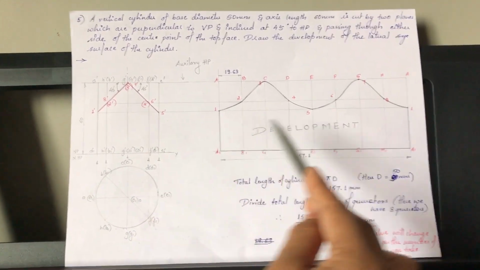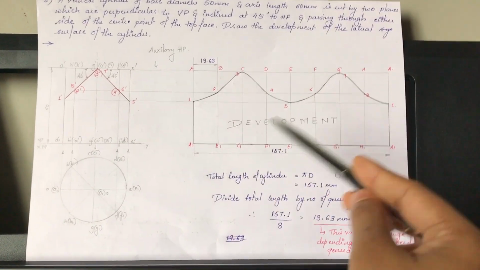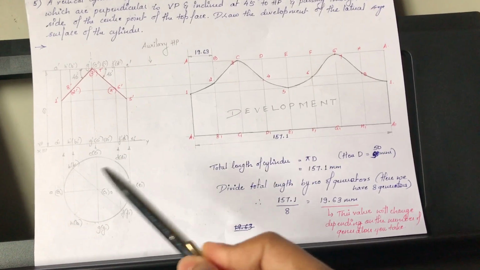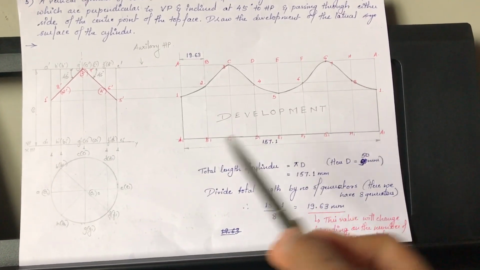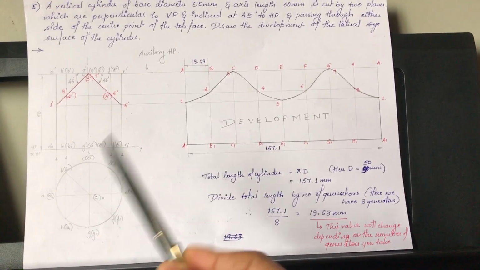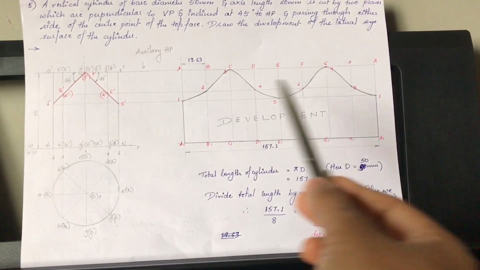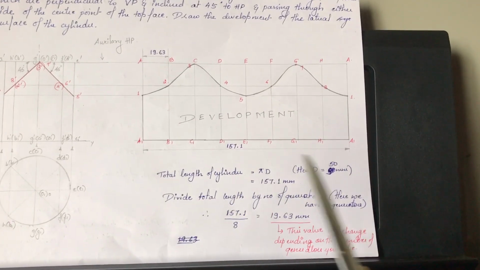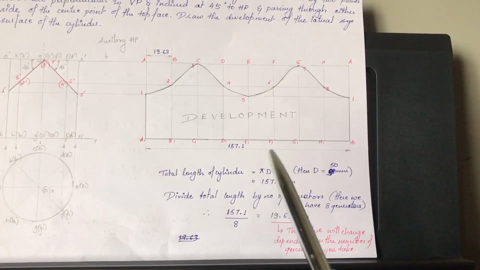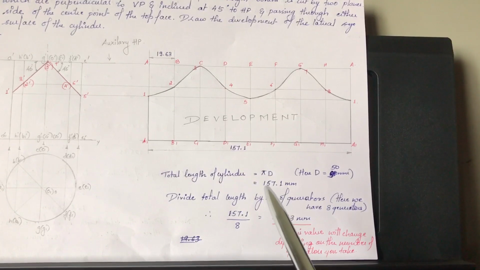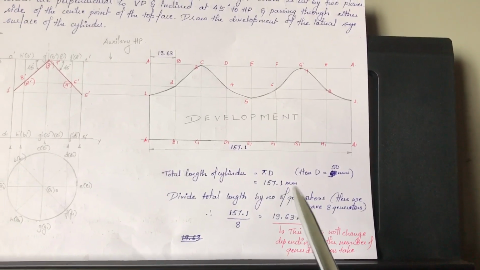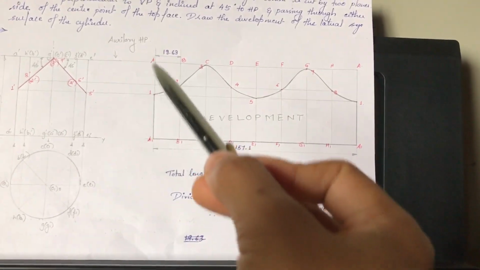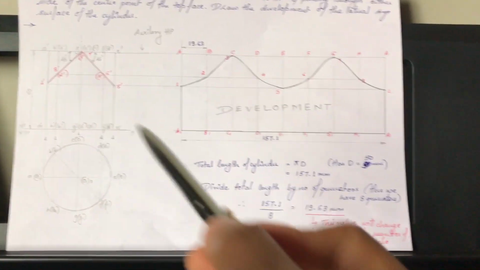Once you do these markings, then you have to go for the development part. In order to get the development, first you have to open this cylinder and get it on a plane. When you open the cylinder, you will see that the cylinder will be in the form of a rectangle. Now what will be the total length of the cylinder? It is given by the circumference pi into d, that is 157.1. So you mark the total length of the cylinder with height of the cylinder as 60 mm, which is the height of the cylinder given.